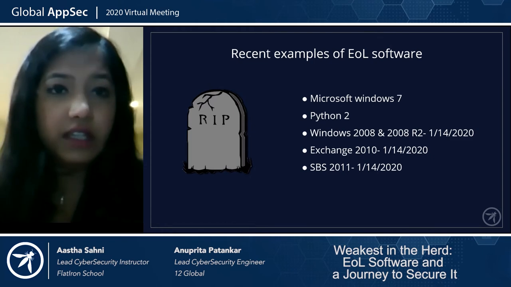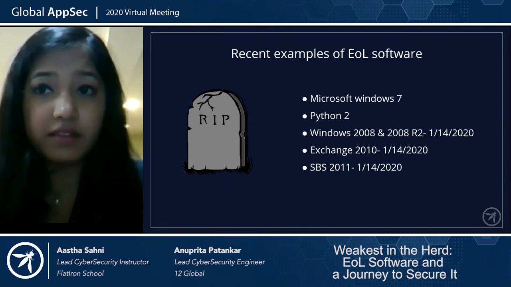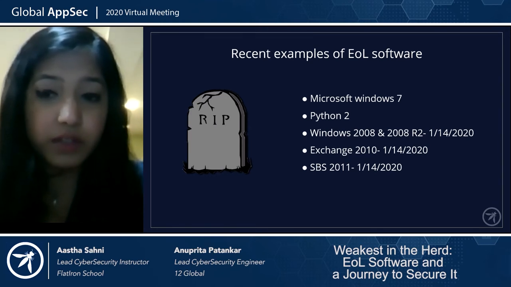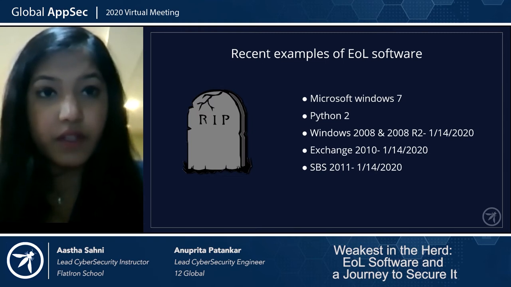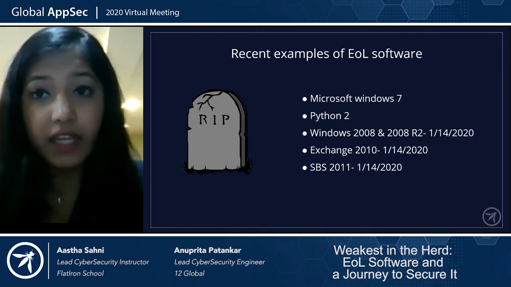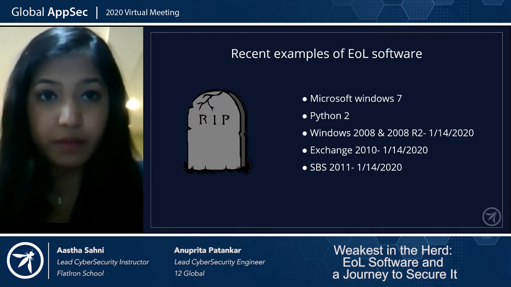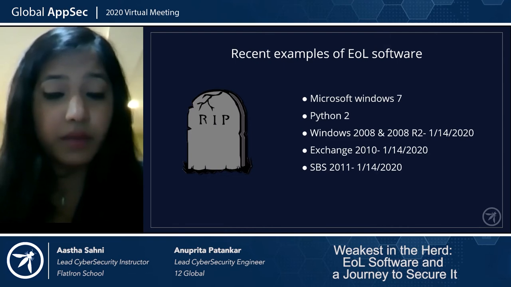So now that we have seen end-of-life software, let's check some of the software that made headlines in 2020 in the tech world. The first one is Microsoft Windows 7. Microsoft announced that the Windows 7 operating system will no longer be supported after January 14th this year, and anyone wishing to retain their Windows 7 platform will be required to pay a premium for each device to continue to receive security patches, upgrades, and support, with the cost doubling every year.